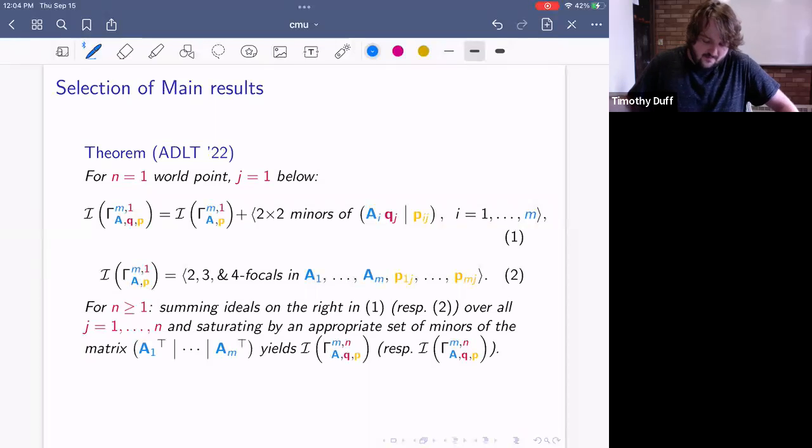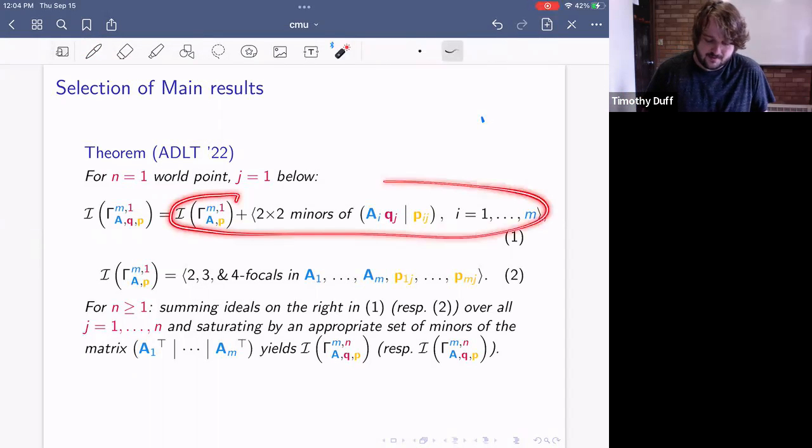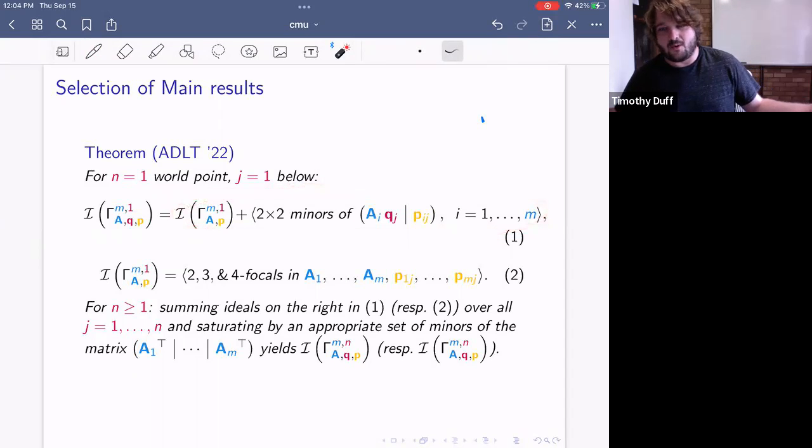What can we say for more than one world point? It's a little bit more complicated. What you would like to be true is that you can just sum all of these ideals over each individual world point, and that will give you the vanishing ideal. But it's actually not true. There are simple examples given in our paper that say that this sum of ideals will be a proper sub-ideal of the whole vanishing ideal. So it's not a complete set of constraints.